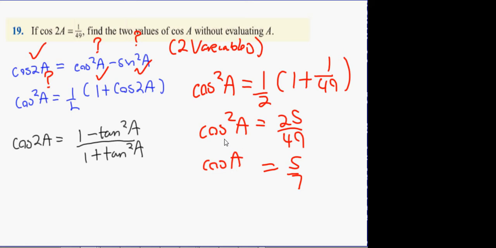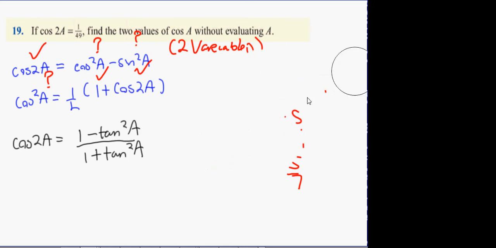Now, that's another way of doing it. I'm going to show you a second way of doing it. Remember the answer is 5 over 7. Could I use this equation here? Do I know cos 2a? Do I know tan squared a? No. But there's only one variable. The only variable I don't know is tan a.